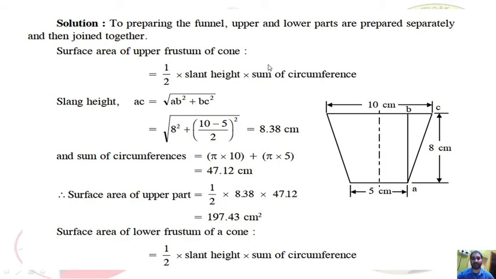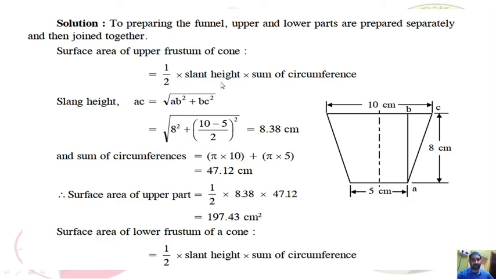Then we need to find out the sum of the circumference. The sum of the circumference is given by pi into the diameter of the upper part of the frustum cone plus pi into the diameter of the lower portion, that is pi into 5. So pi into 10 plus pi into 5, because we have two circumferences, one upper and another lower. Circumference is given by pi d. Since it is a sum, you have to add these circumferences. So 47.12 is the sum of the circumference.